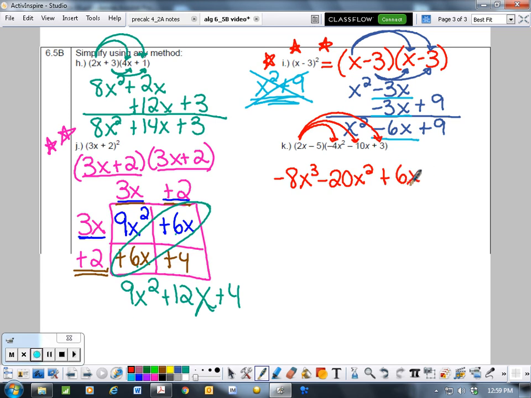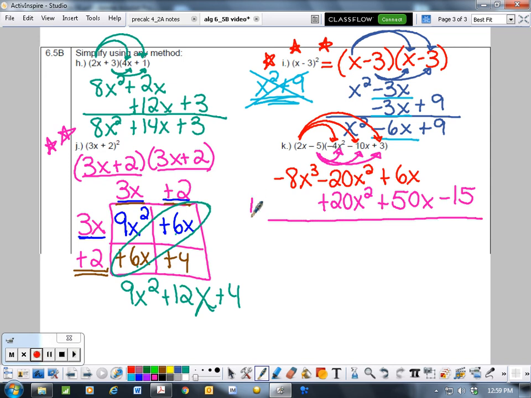So now I've distributed the 2x, I'm good to move on to the next one. Now I'm going to distribute the negative 5. Negative 5 times negative 4x is positive 20x squared. I'm going to line this up with my x squared. Negative 5 times negative 10x becomes positive 50x. And then negative 5 times 3 becomes negative 15. It lines up nicely for us to combine our like terms.